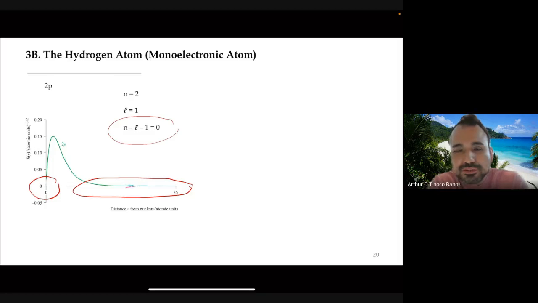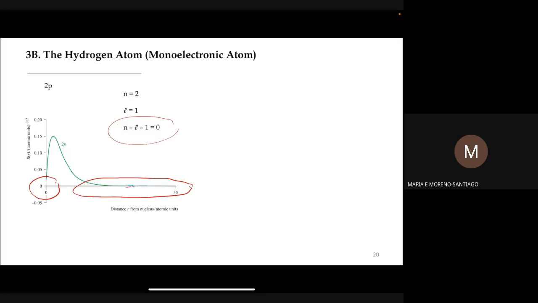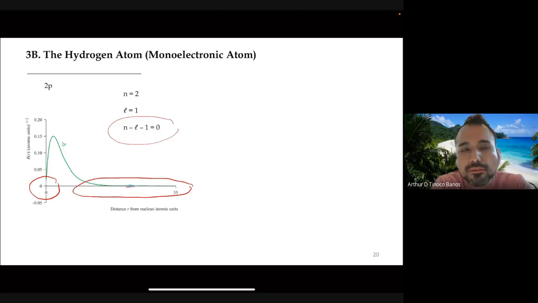Who's the brave soul to give me an answer? Why is this? Okay, how about, what is the shape of a p orbital? What does it look like? Like a dumbbell? Like a dumbbell, okay, good.